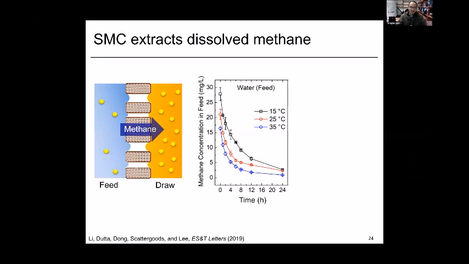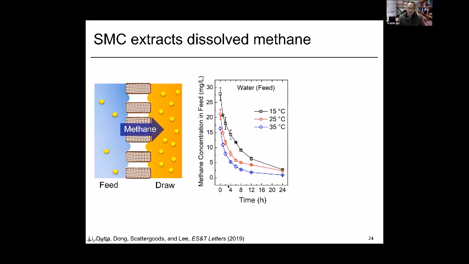So we tested this idea at 3 different temperatures: 15, 25, and 35 degrees C. And this graph shows the methane concentration in the feed solution as a function of time. As you can see here, when the temperature is lower, the initial concentration of methane in the feed is higher because of the increased methane solubility at lower temperature.